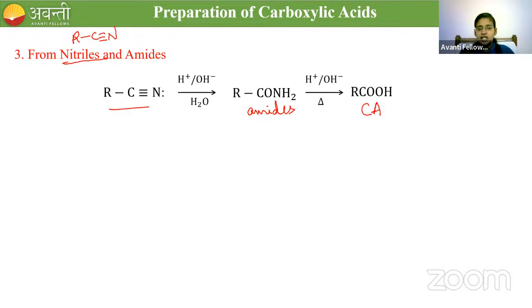So what is happening here? The CN group is getting converted to CONH2. CONH2 is getting converted to COOH. So this is the conversion.